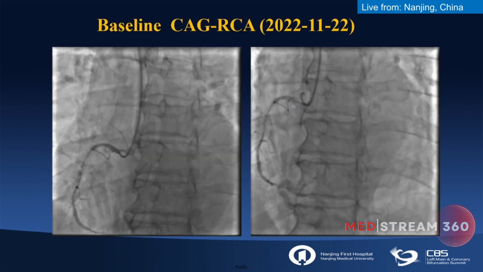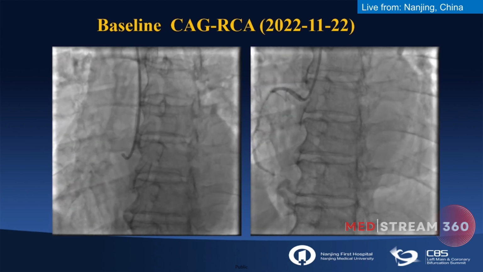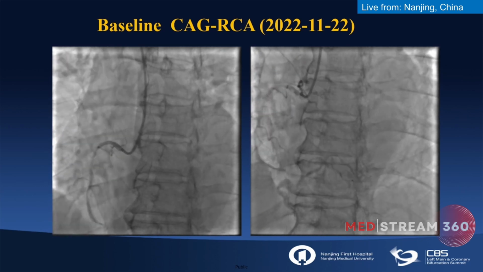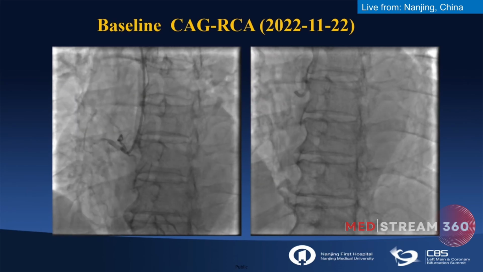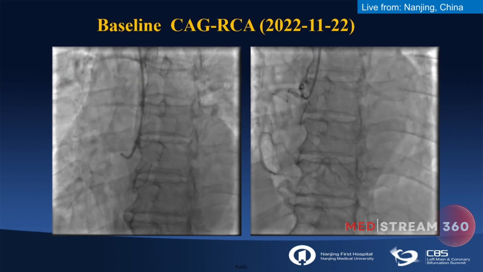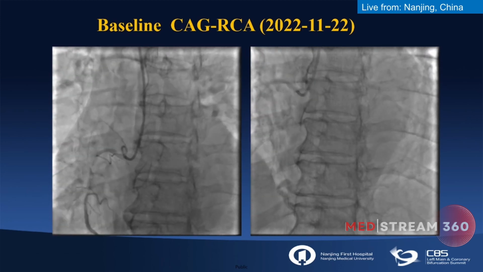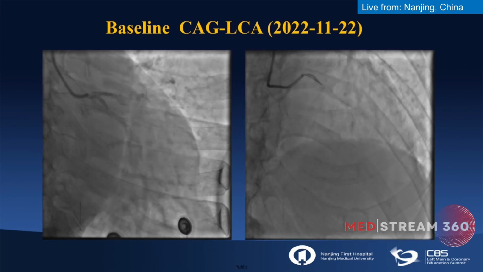Next. The patient had a CAG half a year ago. We see in the LAO cranial position that the proximal and middle segments of the RCA have a serious stenotic lesion accompanied with a serious calcified lesion.